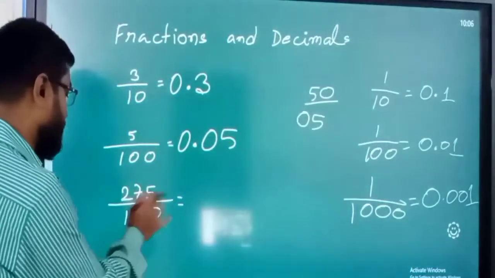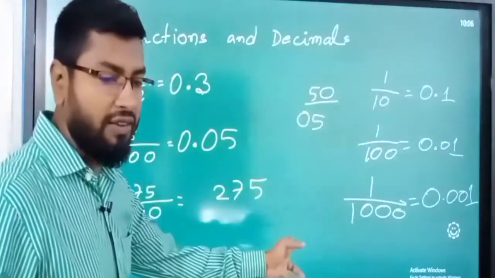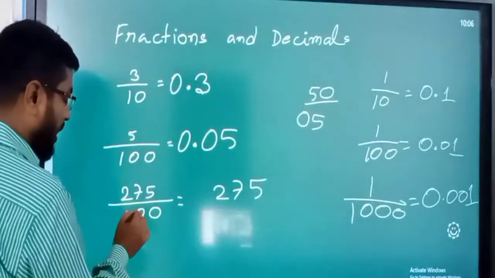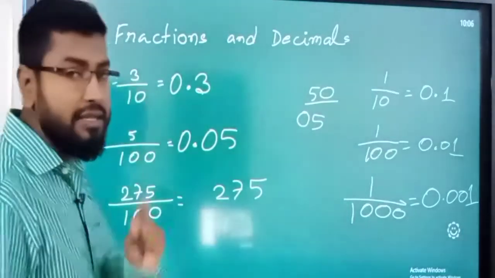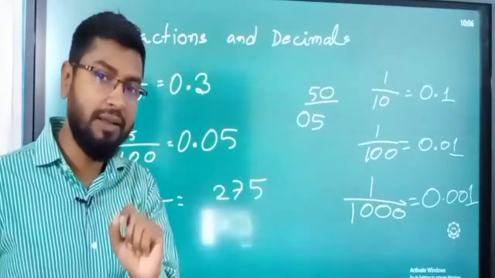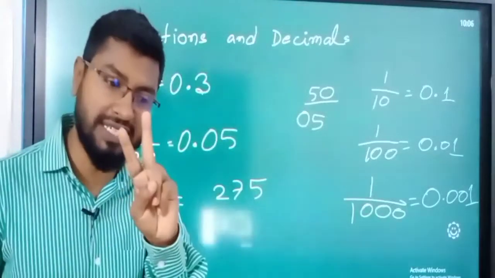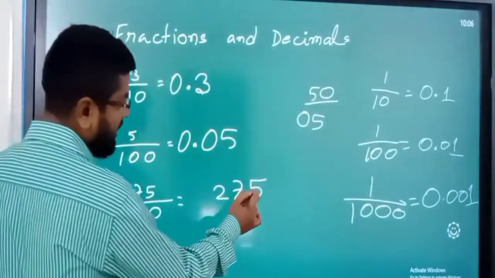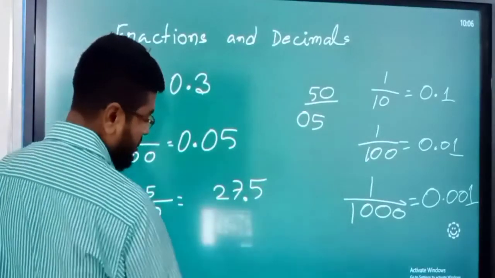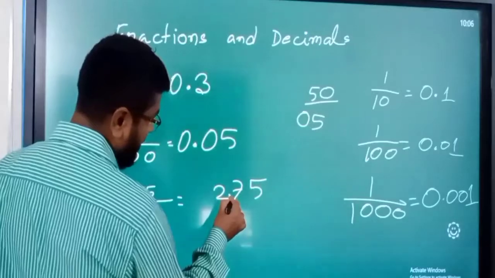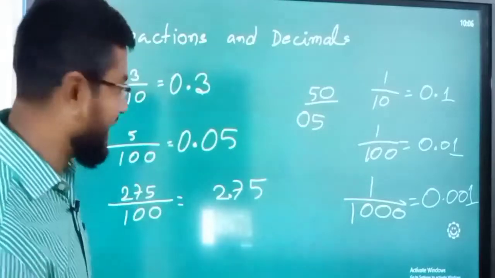Now see the second one. 275. We will write the numerator first. Now see 1 2. Yes, in this way we will put the decimal. After the decimal there will be 2 digits. If I put it here, after the decimal 1 digit, no, wrong. So if I put it here, after the decimal 2 digits, yes, it is correct. Can I give you some math?